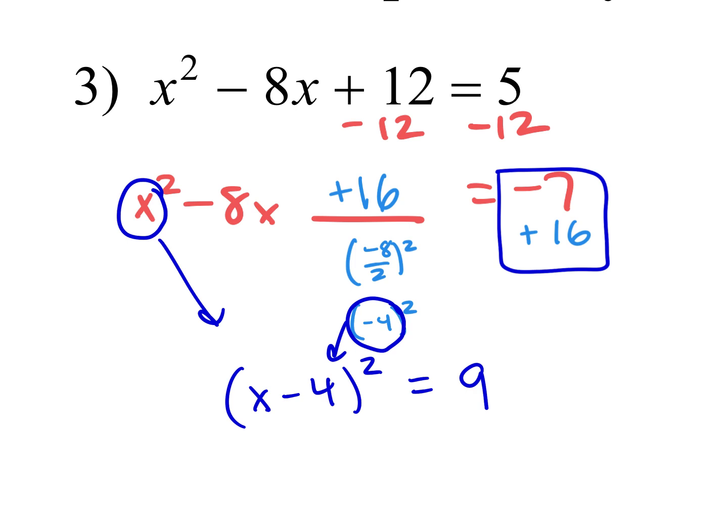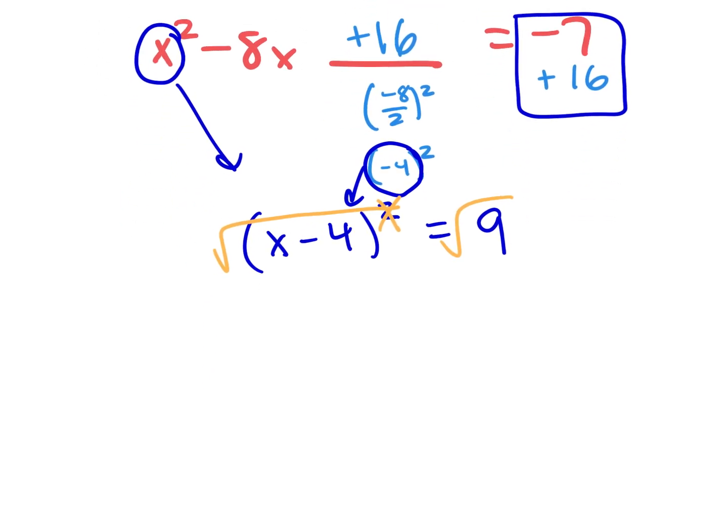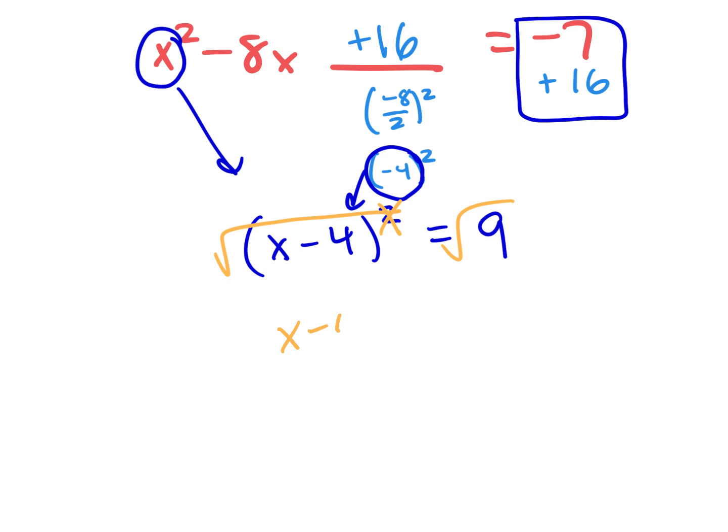What do I do next? Square root both sides. So the square root cancels out with the squared. It doesn't affect anything inside the parentheses. The last class asked, do I take the square root of 4? No, you're just taking the square root of the whole thing, and it cancels out with the squared. And then it's equal to the square root of 9. So on the left, I have x minus 4. And what's the square root of 9? Plus or minus 3. Perfect. Don't forget, whenever you take the square root, you need the plus or minus. Don't forget.